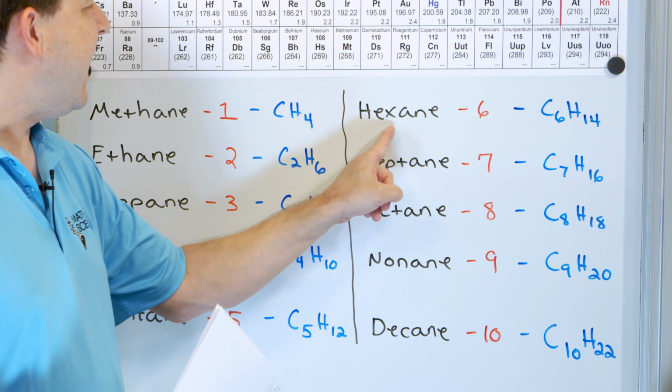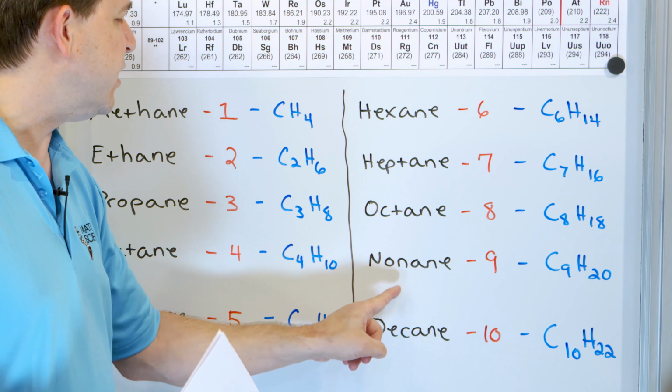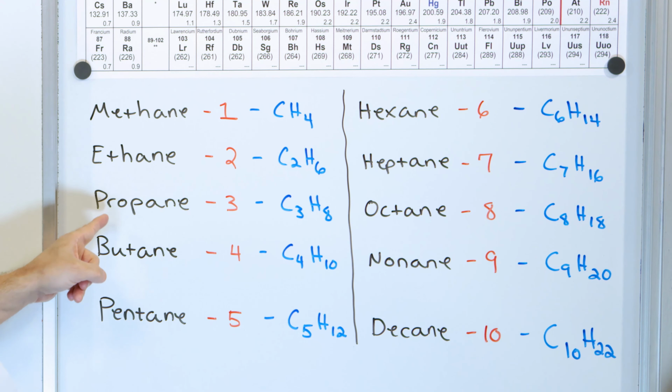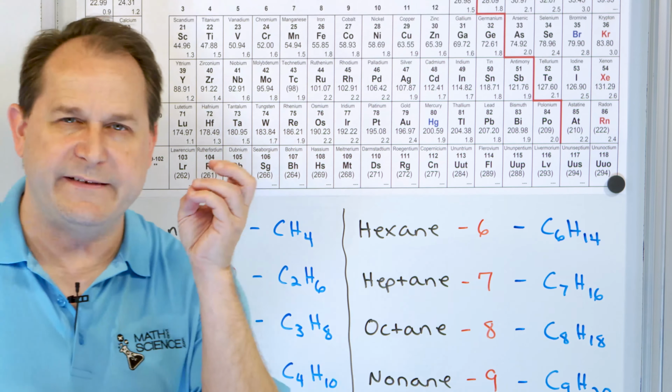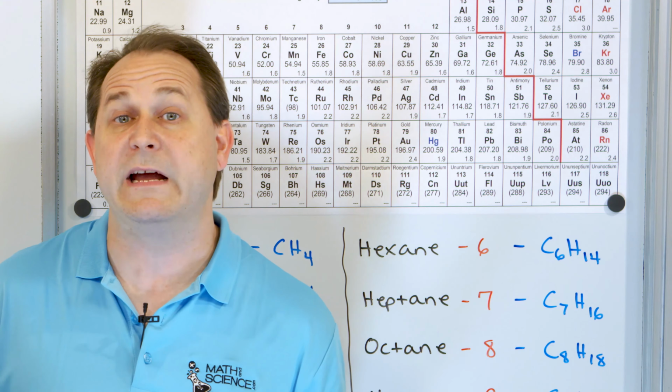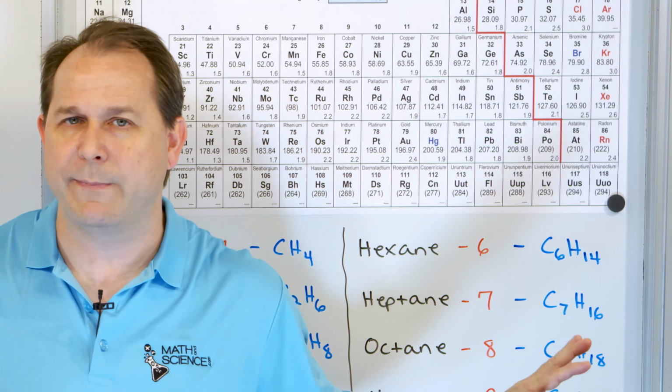Penta means 5, hexa means 6, hepta, octa, nona, and deca. So the first 4 are a little bit different from before, but after we get to pentane, it's the same prefixes that we've used to name any molecules. Now, I don't want to talk any more about names.